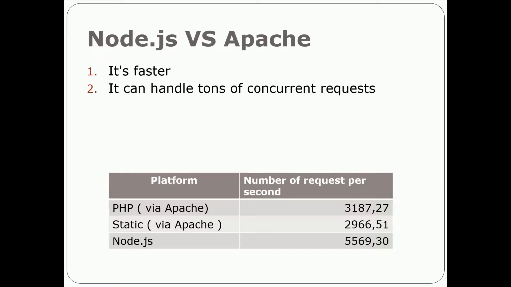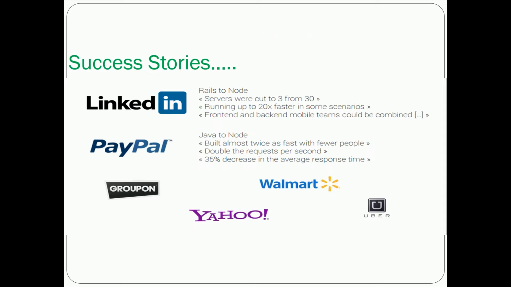This is a basic comparison between Node.js and Apache. Node.js is faster and it can handle tons of concurrent requests. You can see the number of requests processed per second, platform-wise. PHP can process around 3,18,000 something, and static Apache can handle 2 lakh, but Node.js can handle up to 5 lakh requests per second. And that's the reason all the big giants are moving to Node.js.